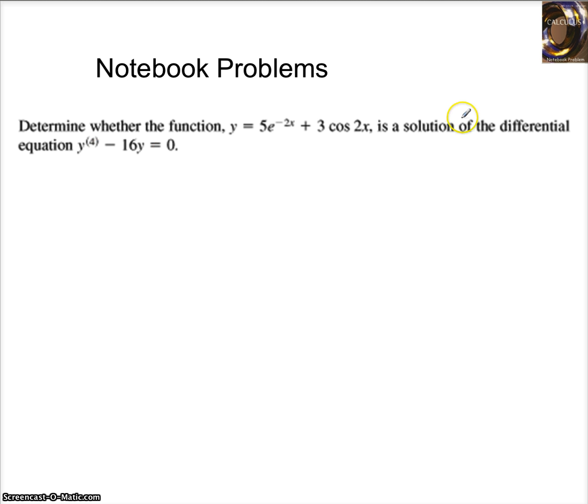Now, I want you to determine whether this is a solution to this differential equation, and this is y to the fourth. So you're going to do y prime, y double prime, and then 1, 2, 3, 4, y to the fourth. Right? Good luck. Stop the tape when you're done.